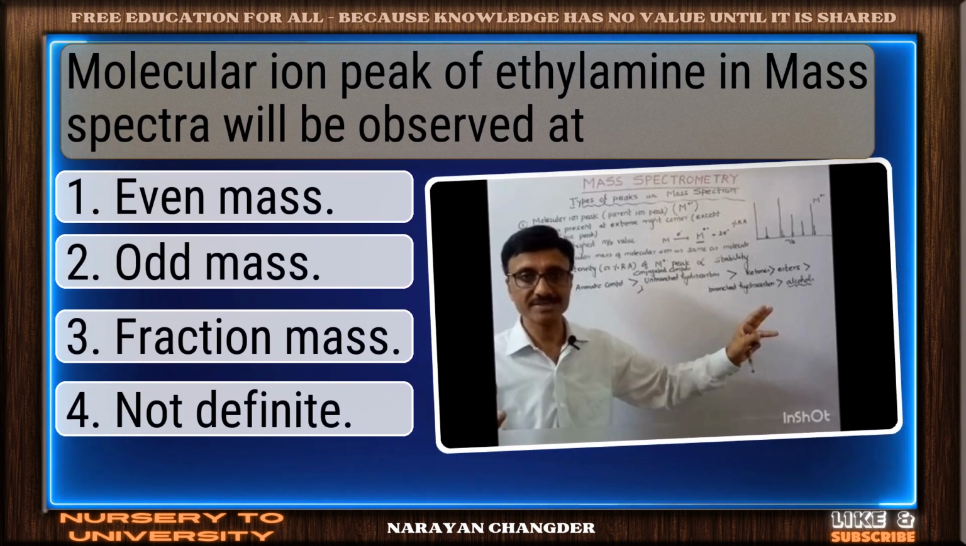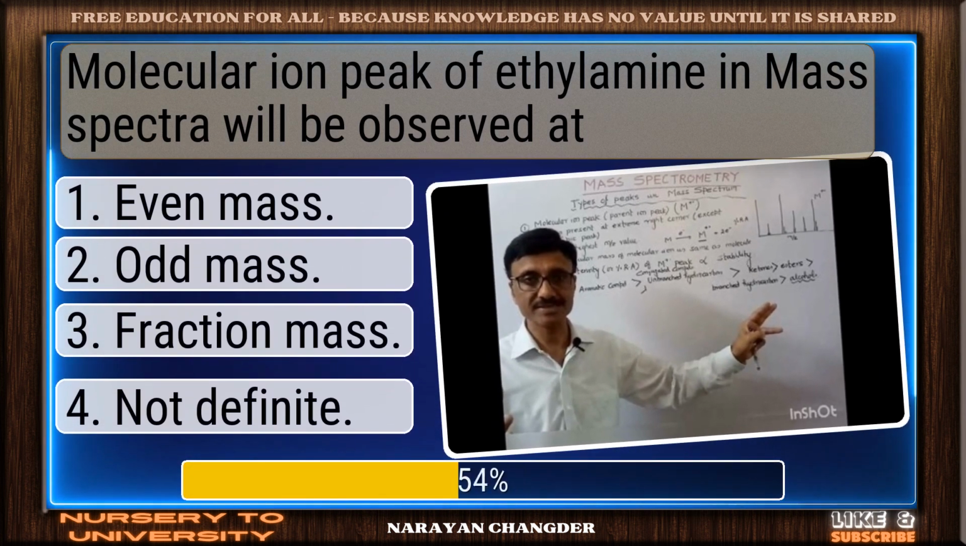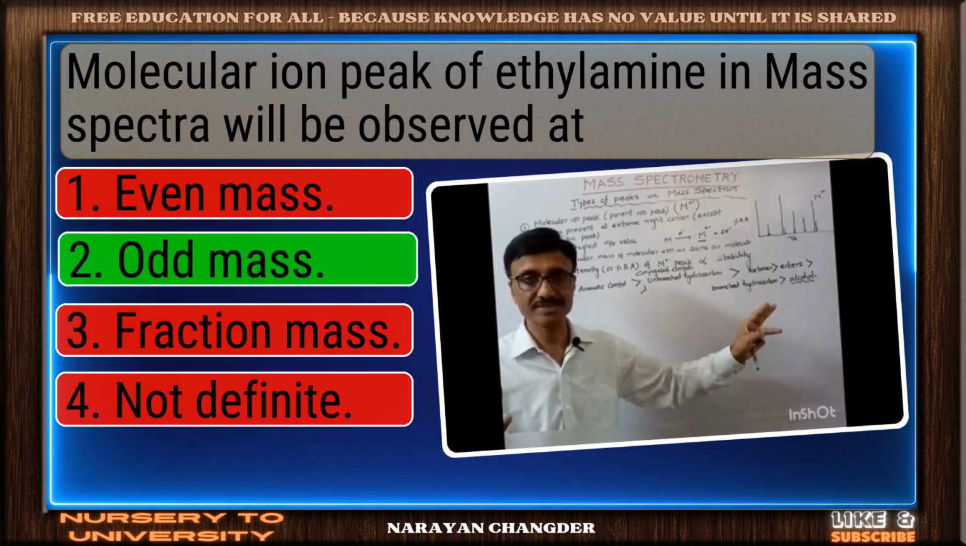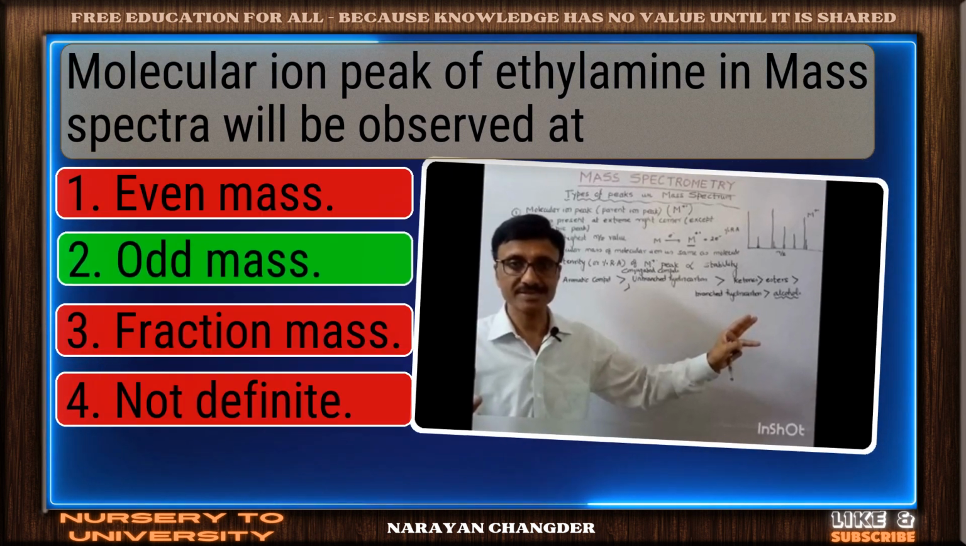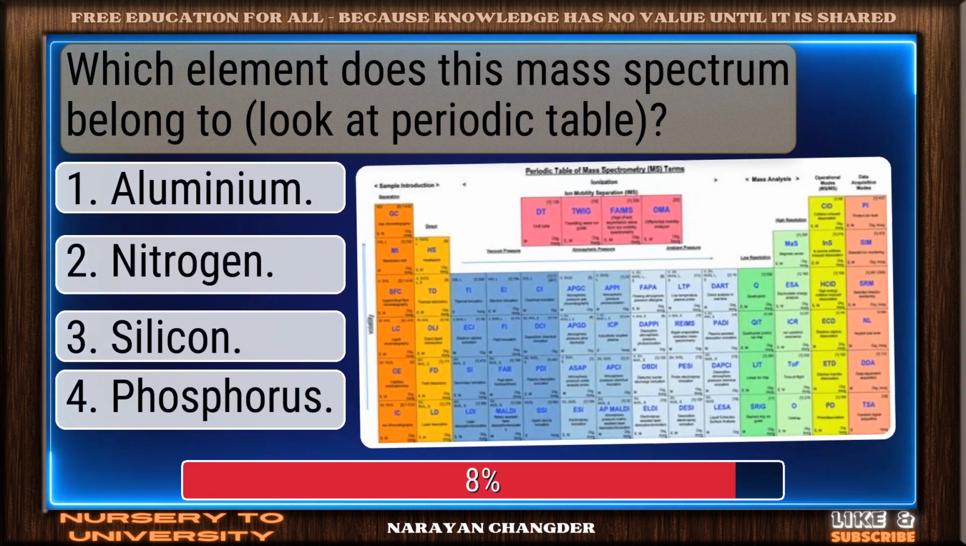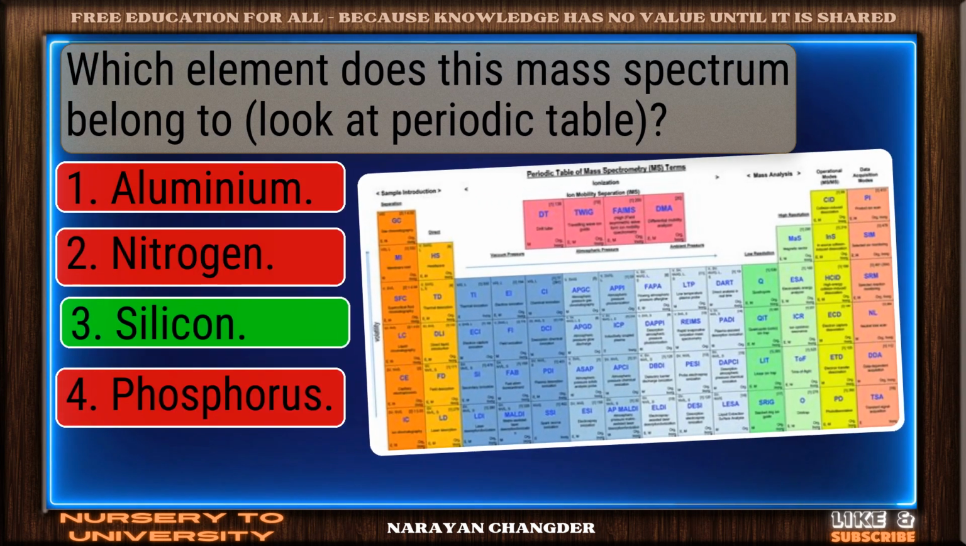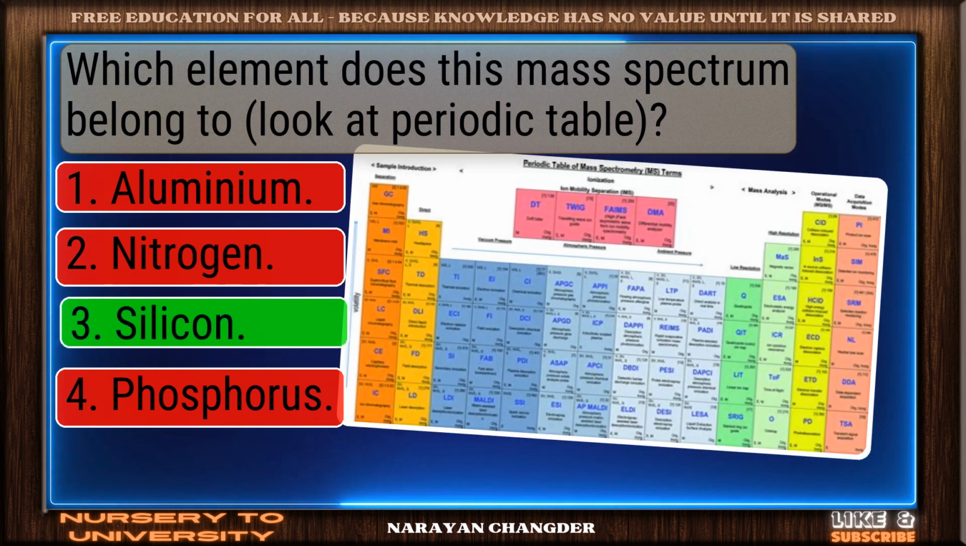Molecular ion peak of ethylamine in mass spectra will be observed at. You chose odd mass, and it is correct. Which element does this mass spectrum belong to? Smart move. Silicon is an accurate answer.